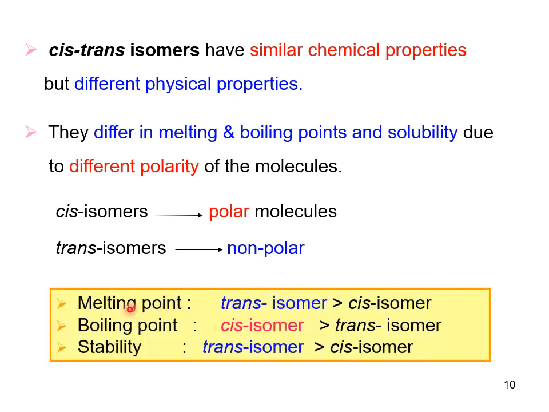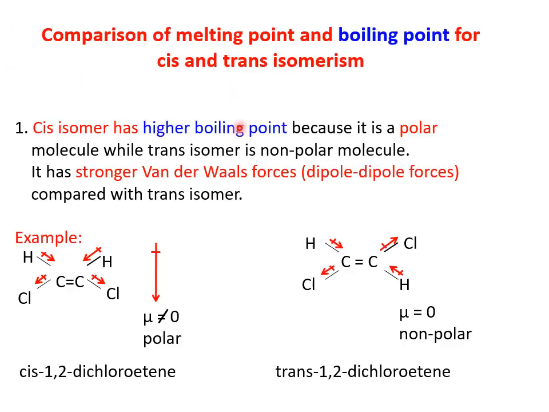And then we have to know the melting point for trans isomer is higher compared to cis. Boiling point for cis isomer is higher compared to trans. And the trans isomer is more stable compared to cis isomer. Why? For this slide, we are going to discuss comparison of melting point and boiling point for cis and trans isomerism. So this one we focus on boiling point.